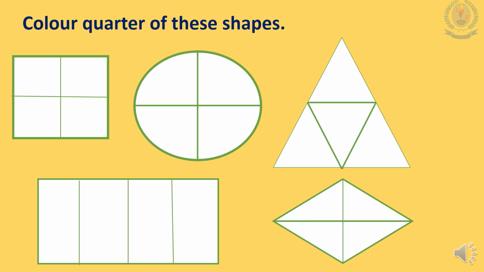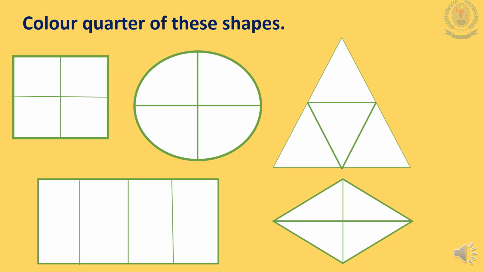Color quarter of these shapes. Now you all know what a quarter is. I said a quarter is one of the parts of something that has been cut into 4 equal parts.